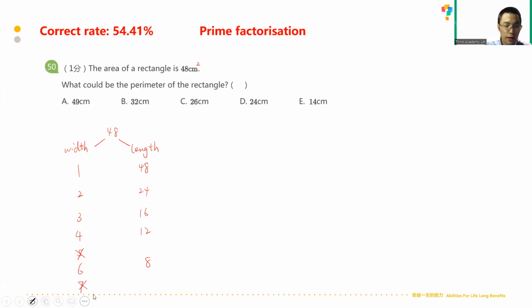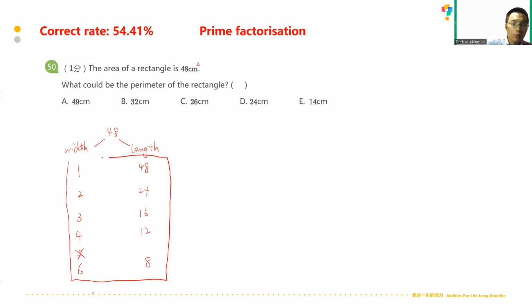And then when we move on to 8, you see here? 8 and 6. It's basically the same thing as what we got here. Starting from 8, 6, if we go further, we will just be swapping all the numbers we have here. We don't need to bother. Plus the length cannot be shorter than the width, so we don't consider them anymore. So these 5 pairs of length and width are the final choices we can have.